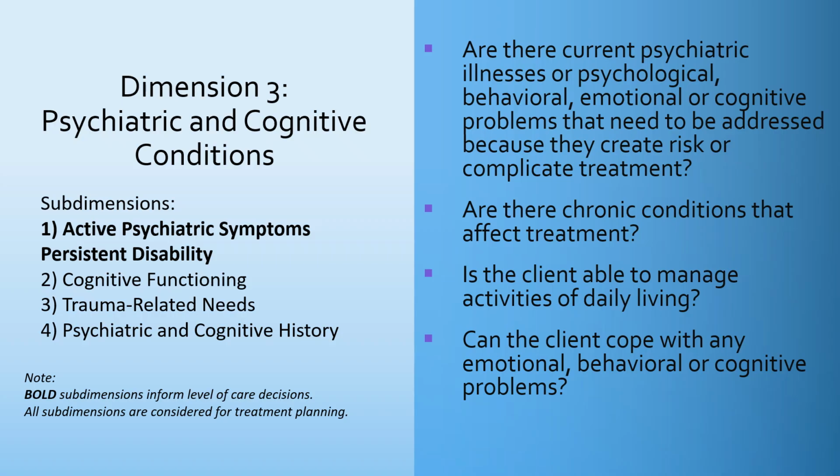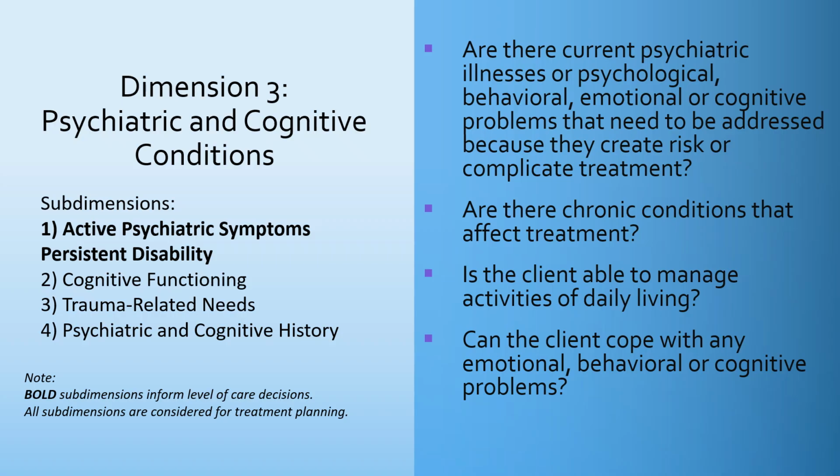Next, we have dimension 3. So now we've hopped over into a psychological dimension. Dimension 3 is pretty consistent with the previous version of the ASAM criteria. This time we're looking at psychiatric and cognitive conditions. The one subdimension that's bolded is active psychiatric symptoms. The ones that are not bolded include cognitive functioning, trauma-related needs, and any psychiatric and cognitive history.